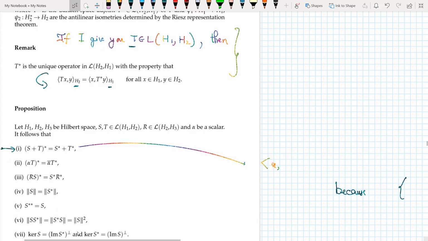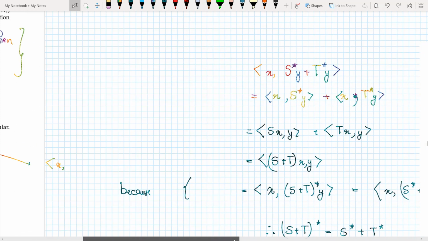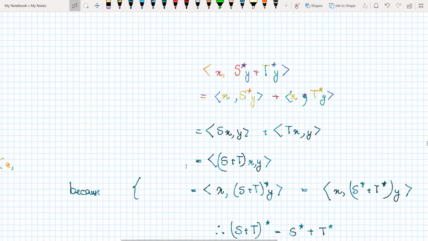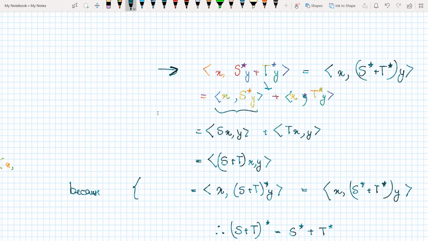The way we proceed to prove this one is, I start with this. I have the inner product of x and (S+T) star y, which can also be written like this. Now I split it into two parts. So this can be written like this and this. I just split this term into two parts.